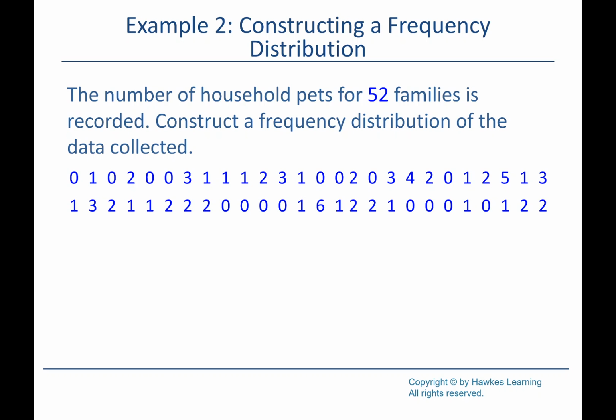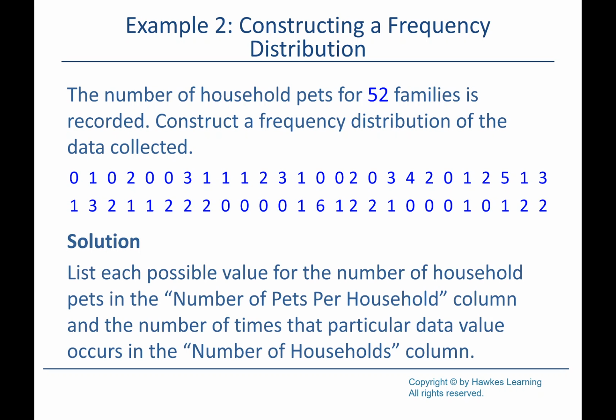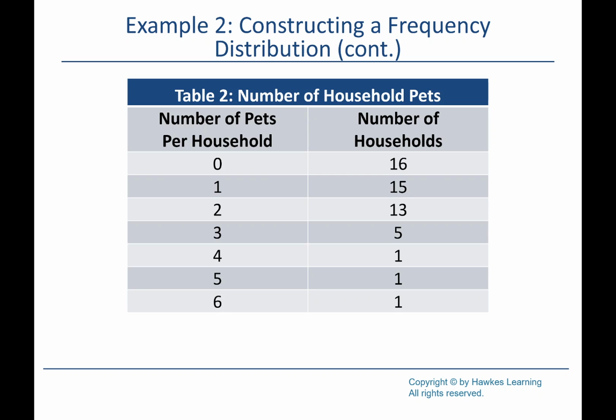So if we did that for all the different possible numbers of pets in our data, we would end up with a frequency distribution like this. So 15 households had 1 pet, 13 had 2, 5 had 3, sorry.